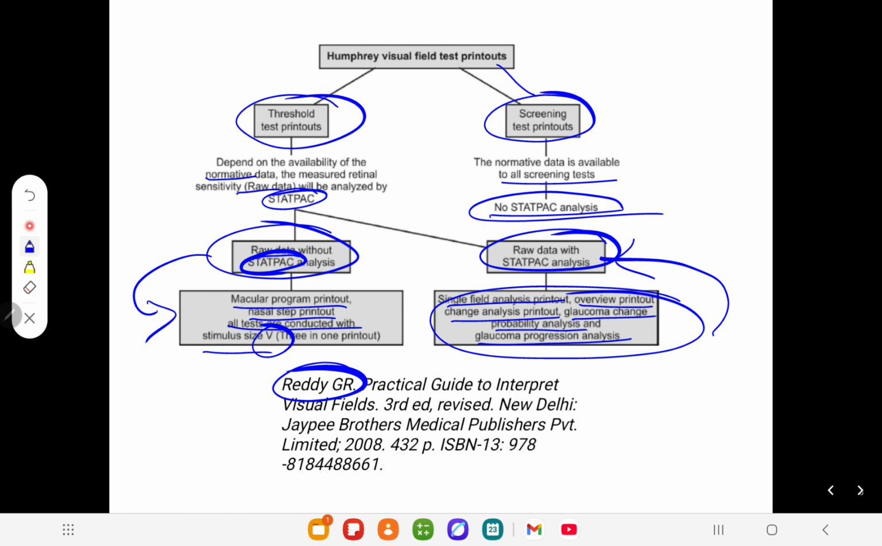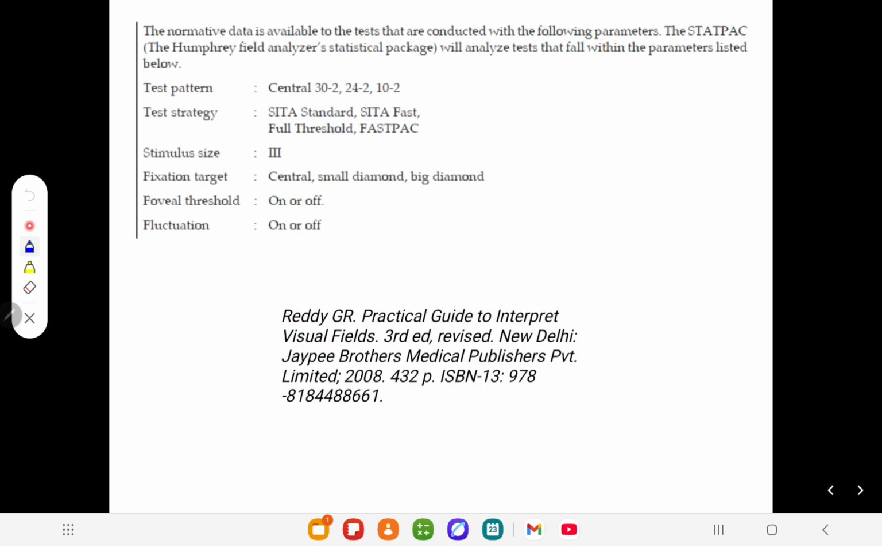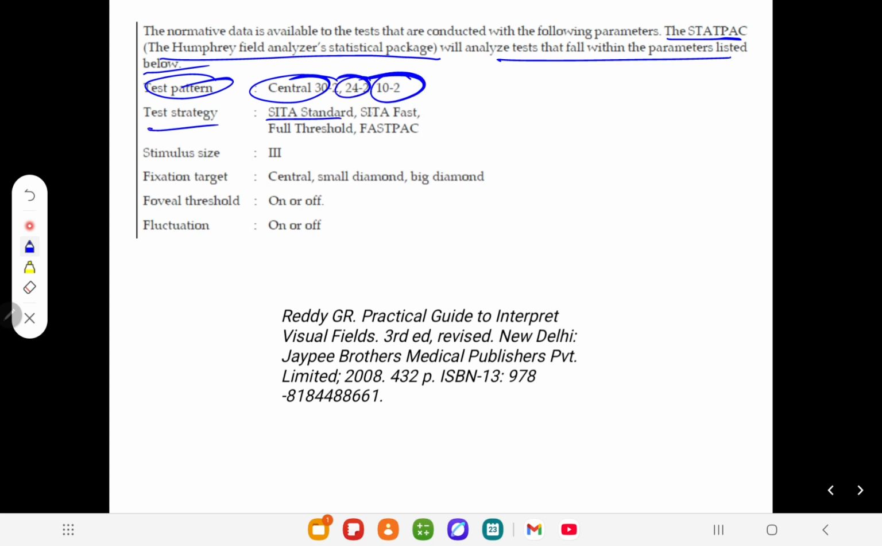Raw data can be analyzed in stat pack. The normative data is available for tests conducted with the following parameters. The stat pack, that is the Humphrey field analyzer, will analyze the parameters listed. Test pattern: central 30-2, 24-2, 10-2, it has those. Test strategy: SITA standard, SITA fast, full threshold, fast pack, it has those. Stimulus size 3, not 5, definitely 3 has it. Fixation target: central, small diamond, or big diamond, it has that normative data. Foveal threshold, on or off, it has that. Fluctuation, on or off, it has that normative data.